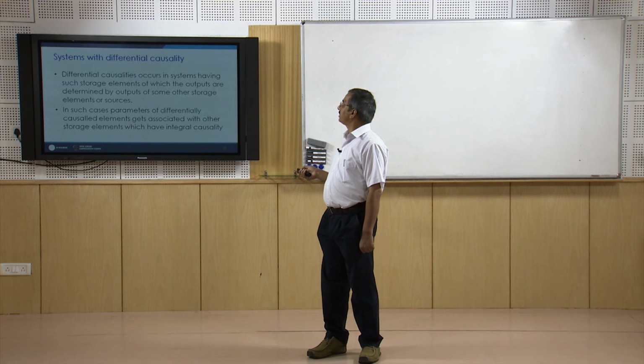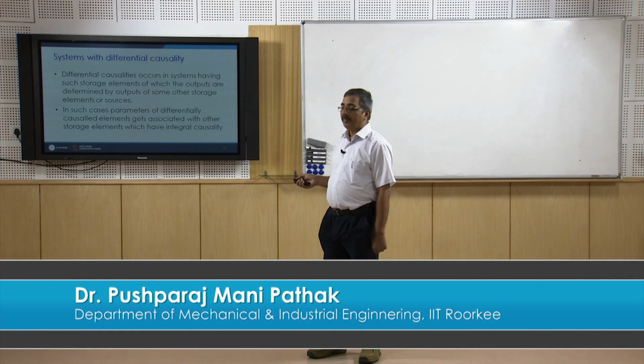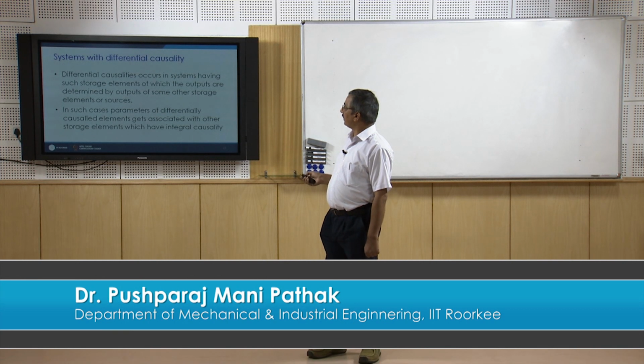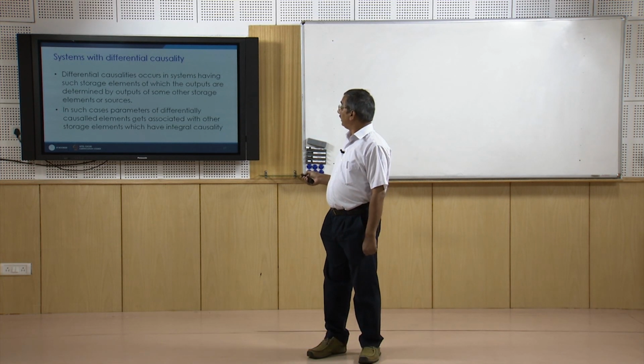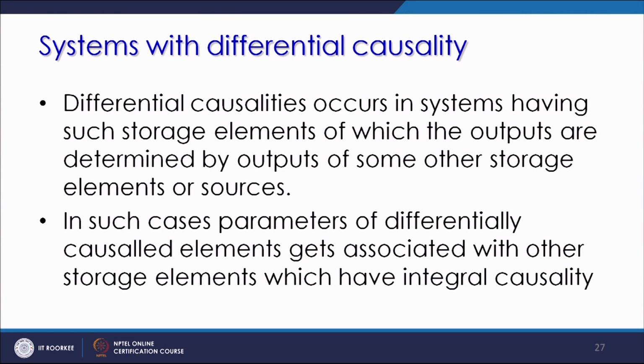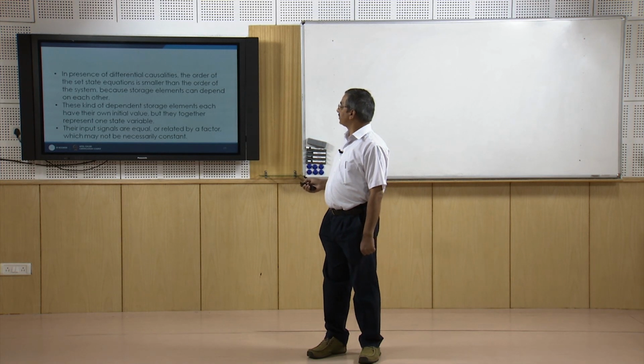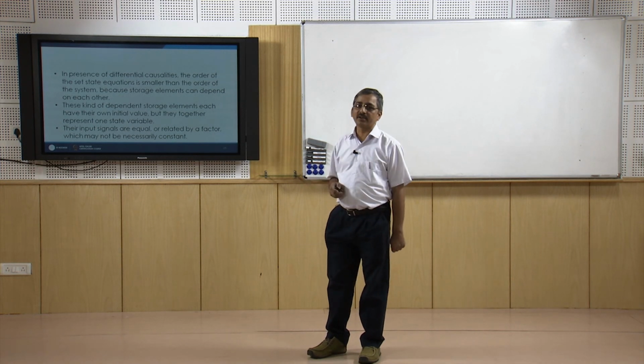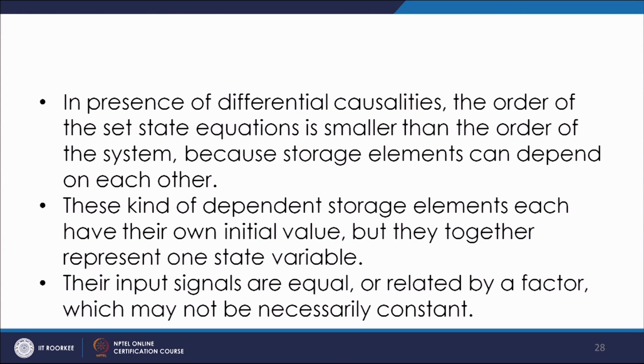And what do we mean by a system with differential causality? In system modeling, differential causality usually occurs in systems having storage elements whose output is determined by the output of other storage elements or the sources. And in such cases, the parameters of differential causal elements get associated with other storage elements which have integral causality. So, in the presence of differential causalities, the order of the state equation is smaller than the order of the system because storage elements can depend on each other.